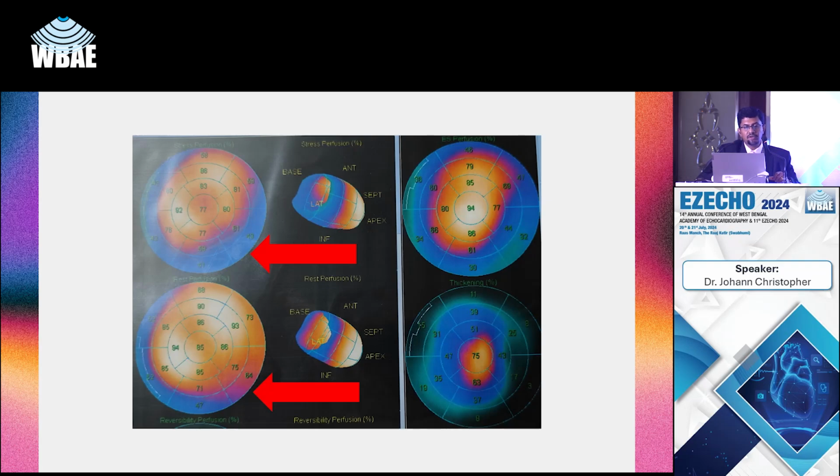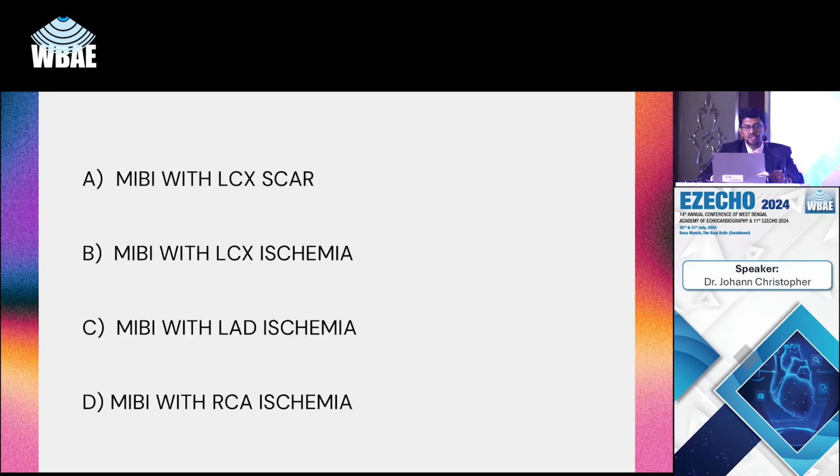Question number 7. A 57-year-old male with shortness of breath, class 2, post-PCI to LCX 5 years ago, with recent onset breathlessness. He had a nuclear test with Sestamibi. The upper image is the stress image. We made him walk on a treadmill, and the lower image is the rest image, which we gave sorbitrate sublingual and did it. The red arrows again are pointing you to the pathology.